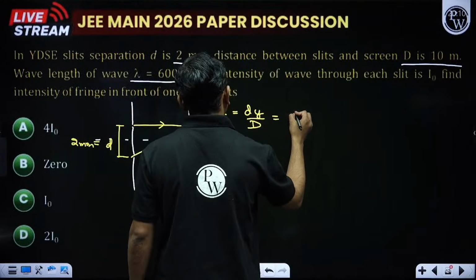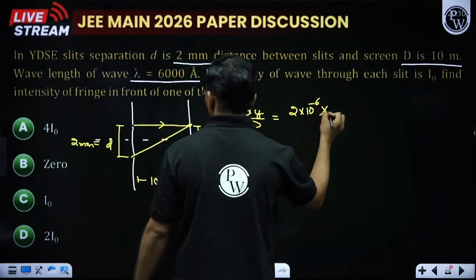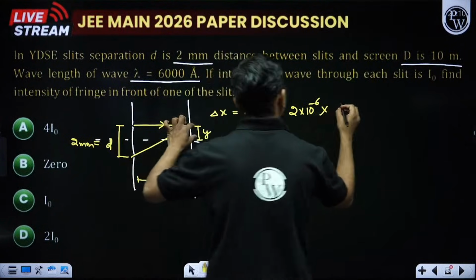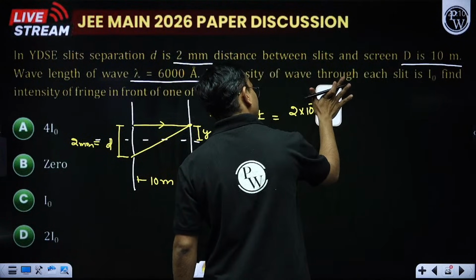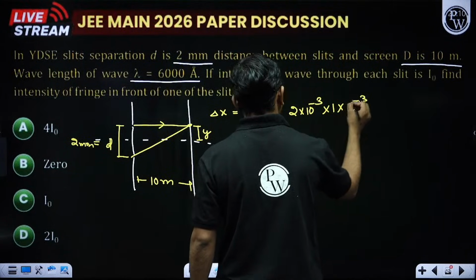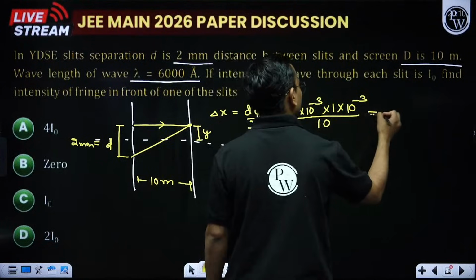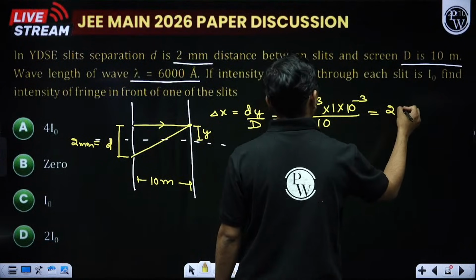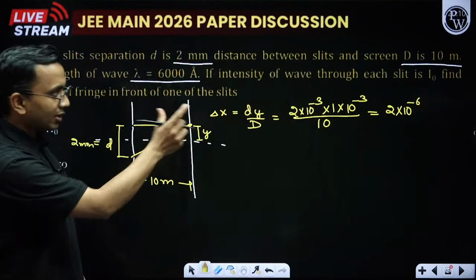So this is what is small d, that is 2 mm. So 2 into 10 to the power minus 6. What is y? y is 1 mm. mm is 10 to the power minus 3. y is 1 mm, 10 to the power minus 3, divided by capital D, which is my 10 meter. So what is it now? This becomes 2 into 10 to the power minus 6. This is my delta x.